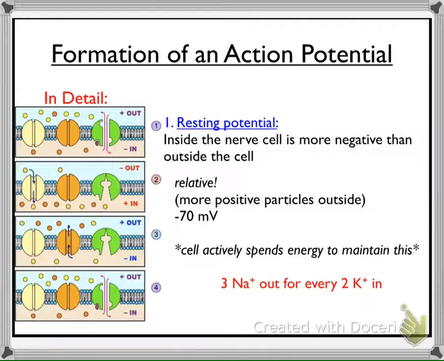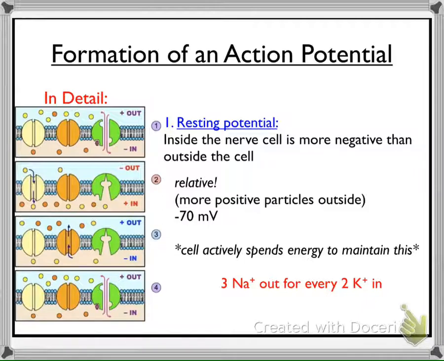Now we can actually measure the amount of difference in the charge inside and outside the cell, and we do that in a unit called millivolts. Volts is a unit that you would also use to measure electricity, because electricity is also concerned with charged particles. So millivolts are a small measurement of electricity, and if we were to stick an electrode inside this axon, we would be able to measure about a charge of negative 70 millivolts during resting potential.